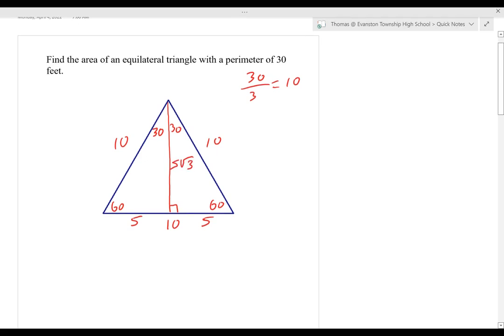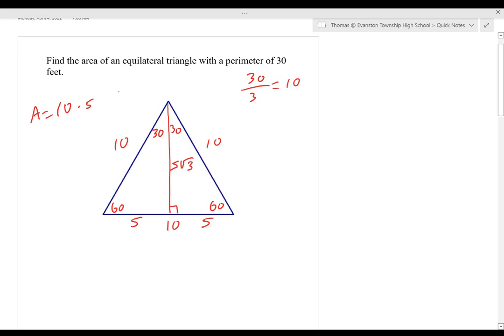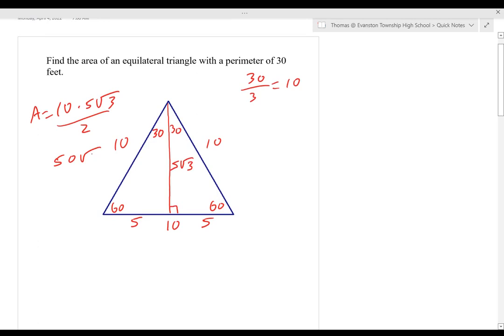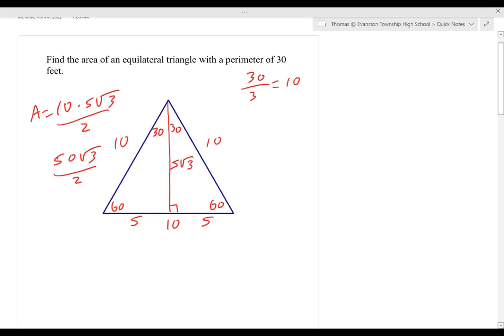So we can use that new height to find our area, which is area equals base times height divided by 2. So we have 10 times 5 square root of 3 divided by 2, which is 25 square root of 3.